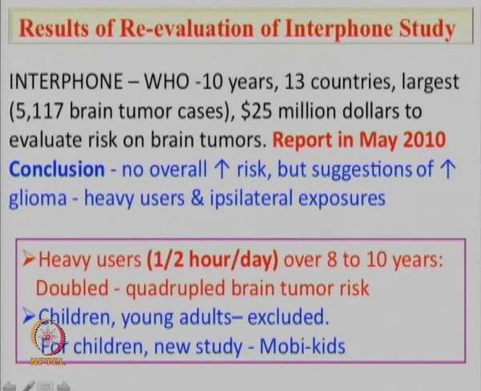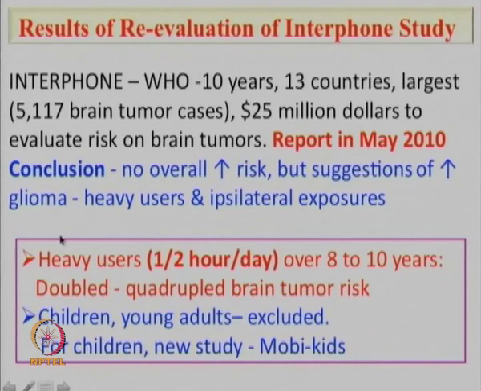So, what was the conclusion? The conclusion says no overall increase in the risk, so you can think and say to yourself, all is well, there is no overall increase in the risk. However, it also says there is a suggestion of increase in glioma for heavy users, and on the side which they are using the cell phone for longer time.